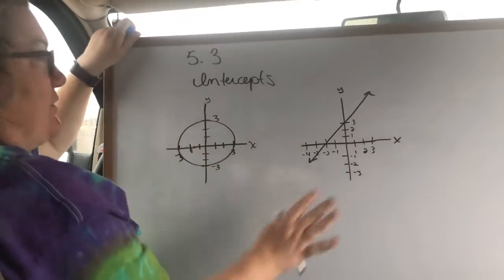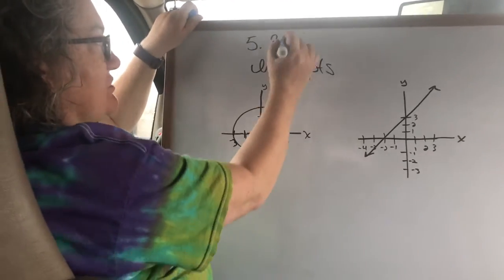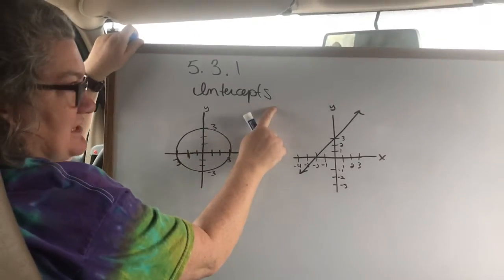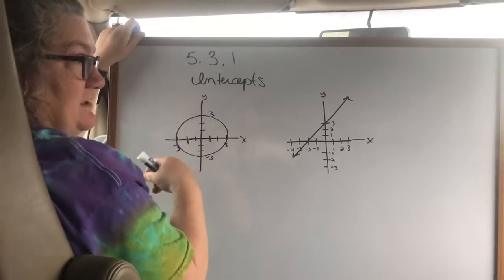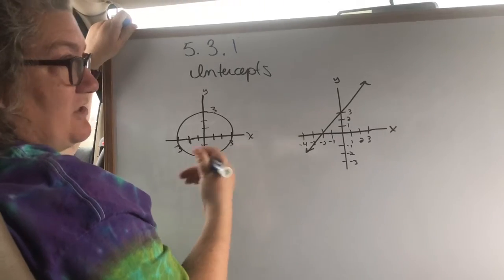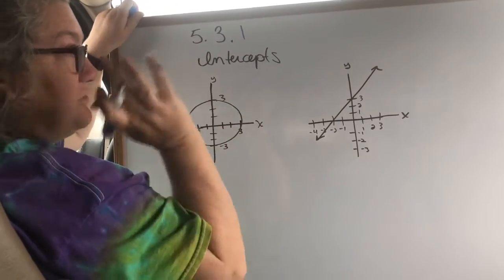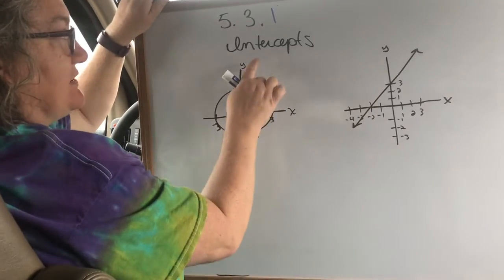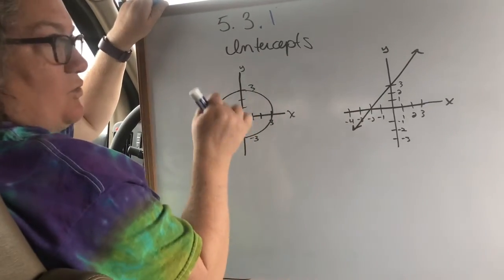All right, so here we are. Today we're doing 5.3, and this is the first video in that section. So we're going to be learning about intercepts. Now, if you're talking about football, what does an intercept mean? It's when the other team catches the ball when they're throwing a pass. Anyhow, so that means that we're going to intercept the X and Y axis.